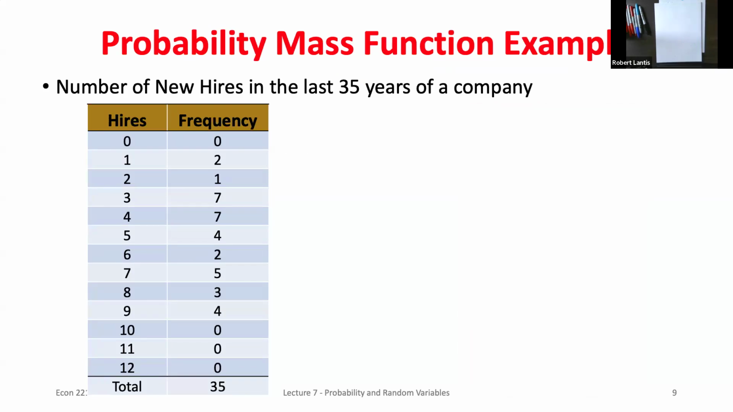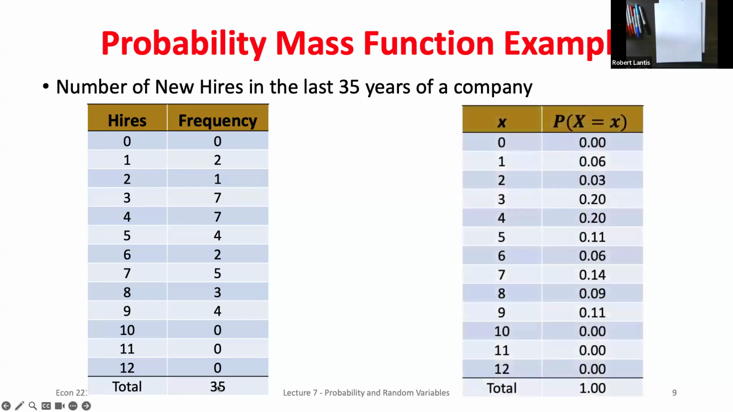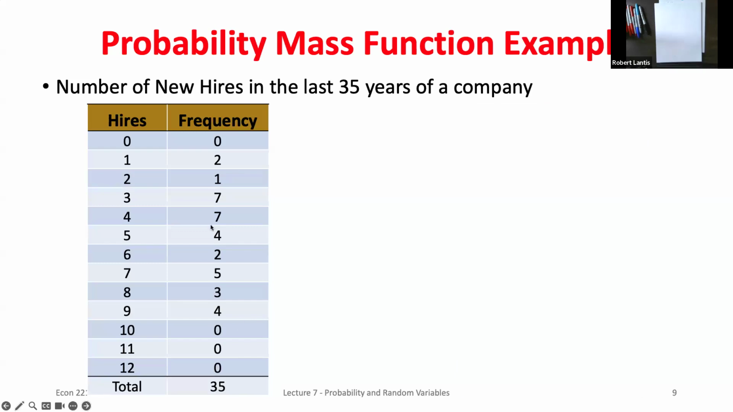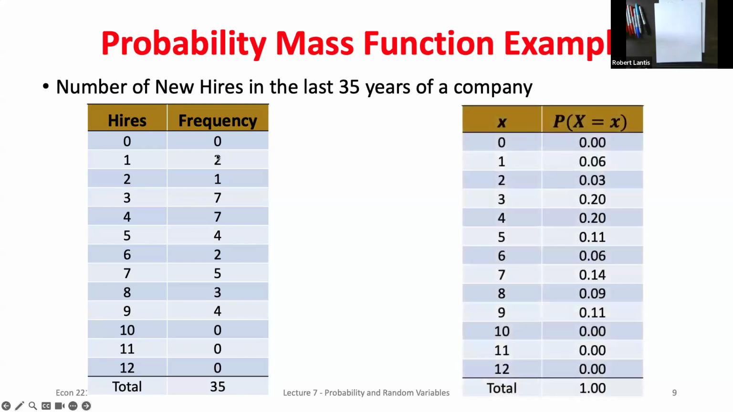And so all I'm going to do is take those frequencies. How do I turn a frequency into a probability, or into a relative frequency? I simply take that frequency and divide it by the total. So here, 2 out of 35 years, they had 1 new hire, or a probability of 0.606.